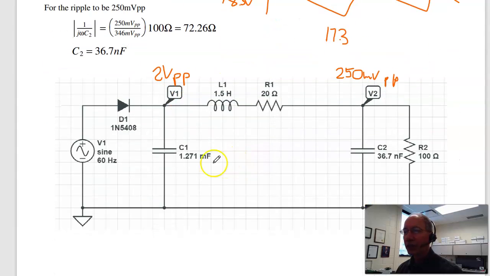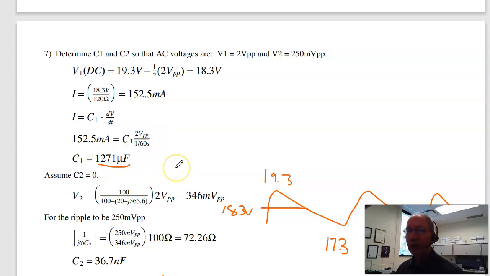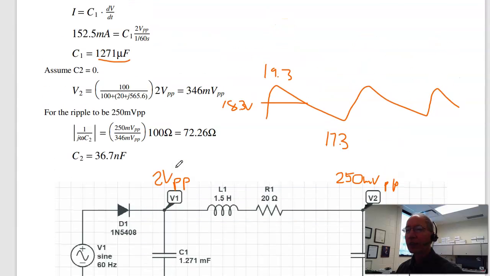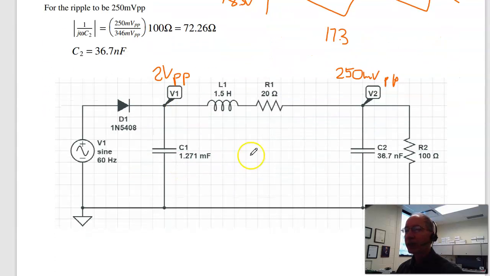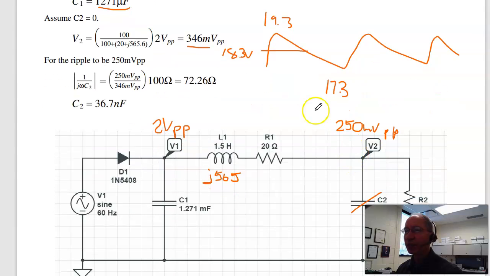I can find the current then. The current is 18.3 volts over 120 ohms. That's the DC current. From I equals C dV/dt, I know the current, I know dV, I know dt, solve for C1, 1271 microfarads. To find C2, a couple ways to do it. What I like doing is assume C2 equals 0, find the ripple of V2. In that case, at 60 hertz, this is j565 ohms. By voltage division, I get 346 millivolts peak to peak at V2.